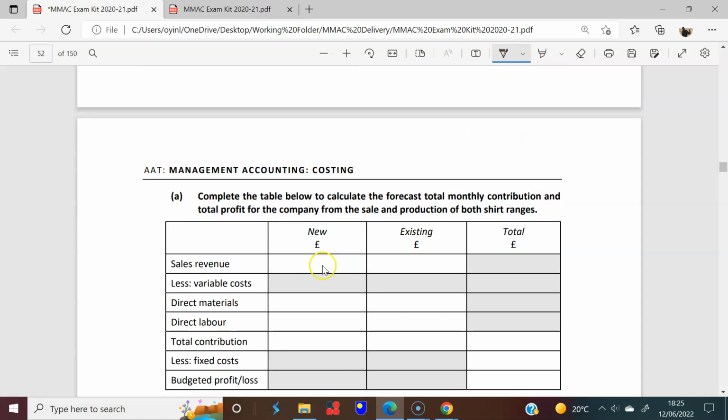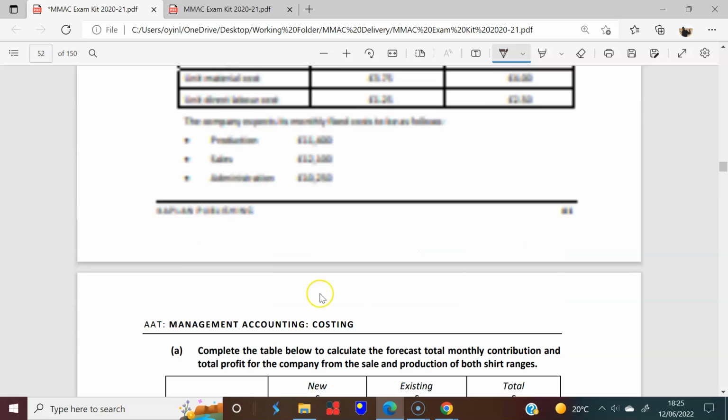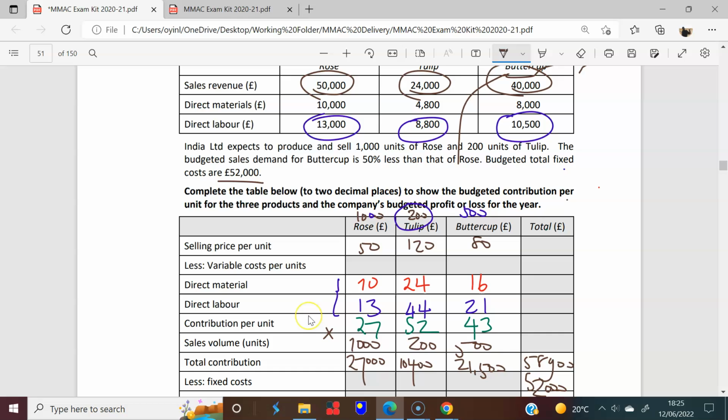But then just chuck in all the figures here, and we would have covered that comfortably. In effect, covering segmental reporting, which is really a variant of understanding variable costs and fixed costs. Cool, great stuff.